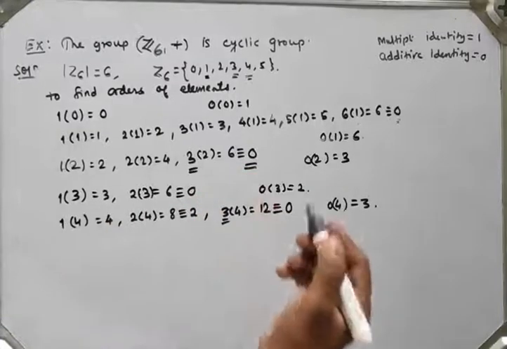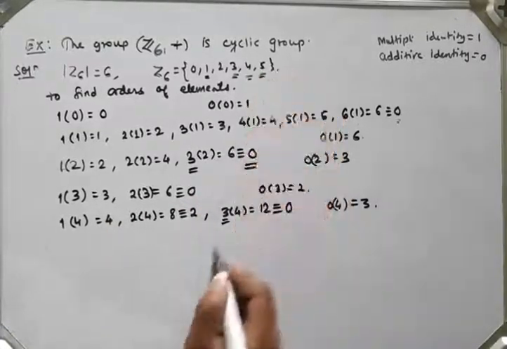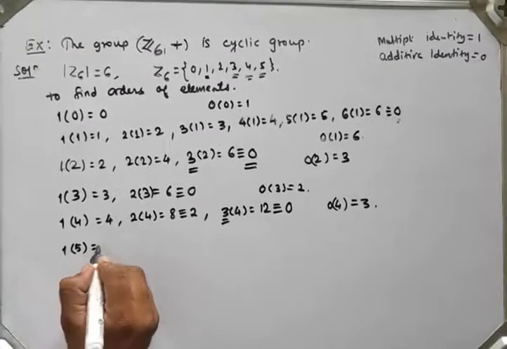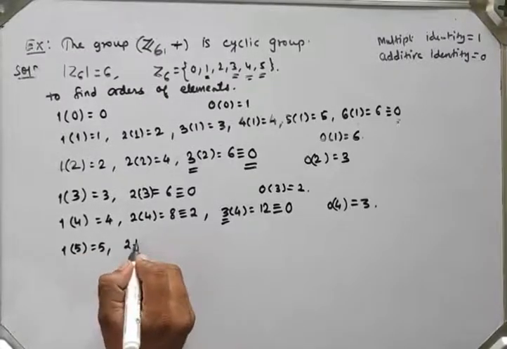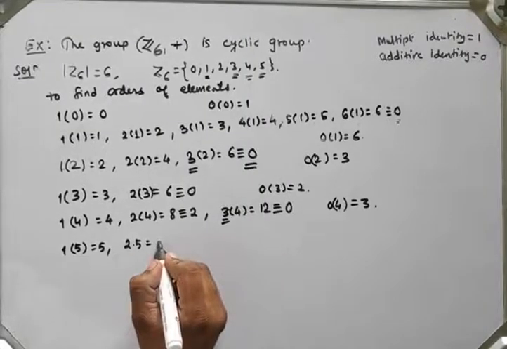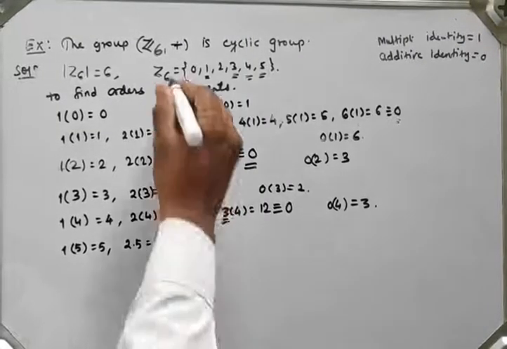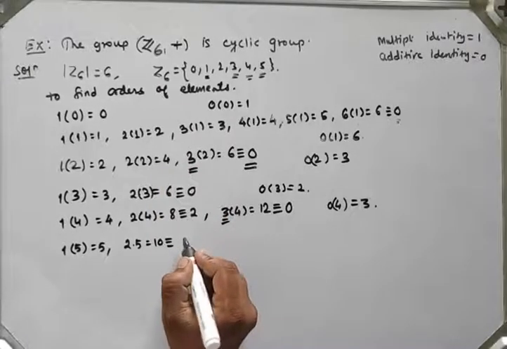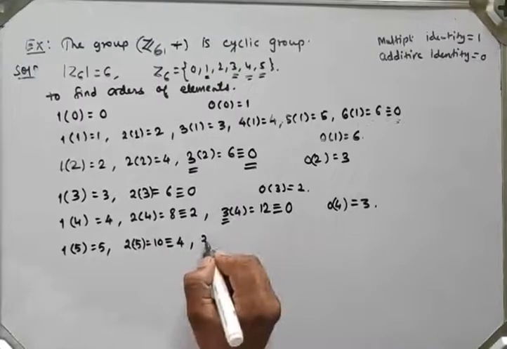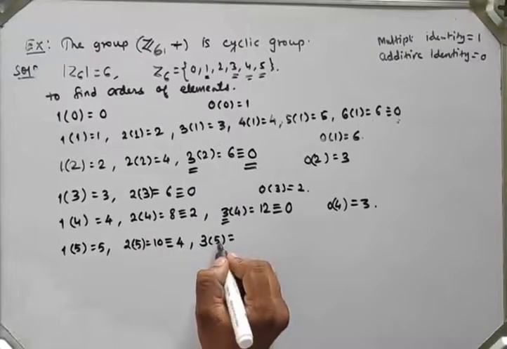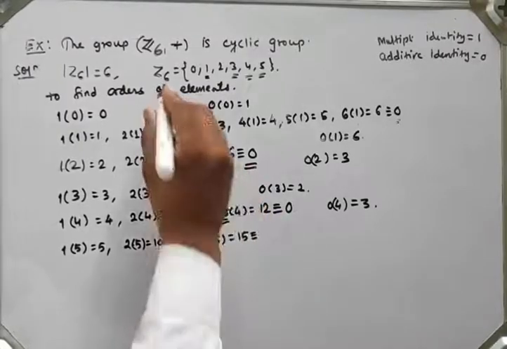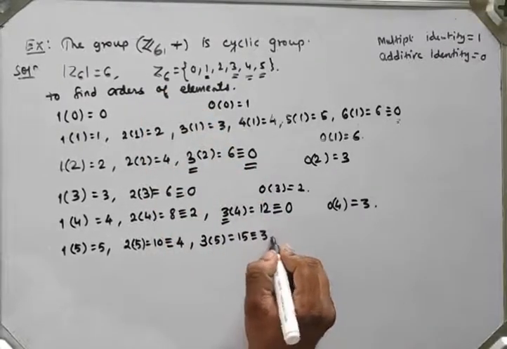Next, to find the order of another element, 5. So 1 into 5 is 5. Next 2 into 5, which is addition of 5 two times, which is 10, and 10 modulo 6 I get 4. Next 3 into 5, so addition of 5 three times, so 5 into 3 is 15, which modulo 6, what will I get? 3.